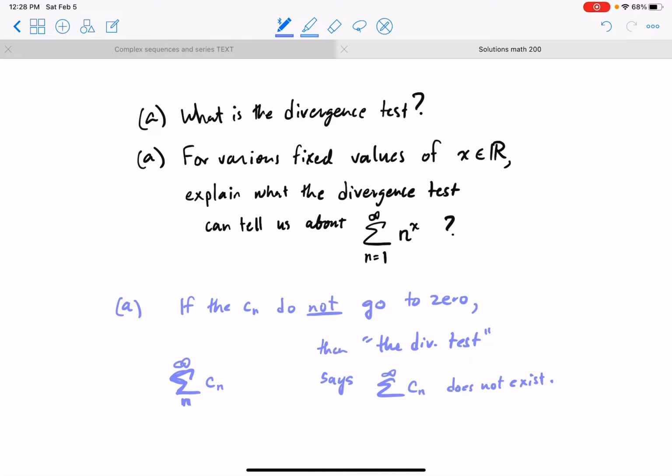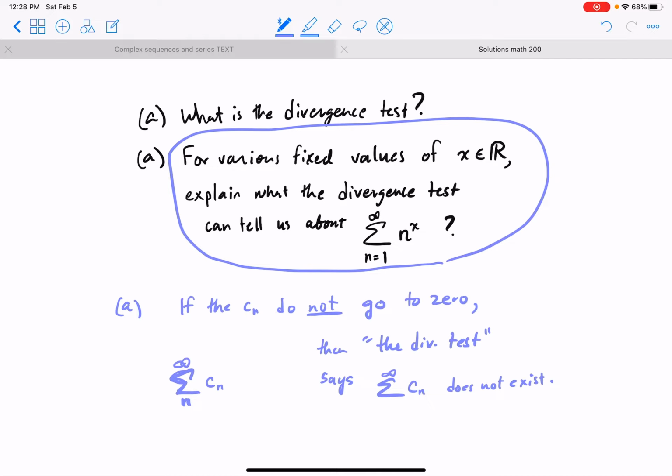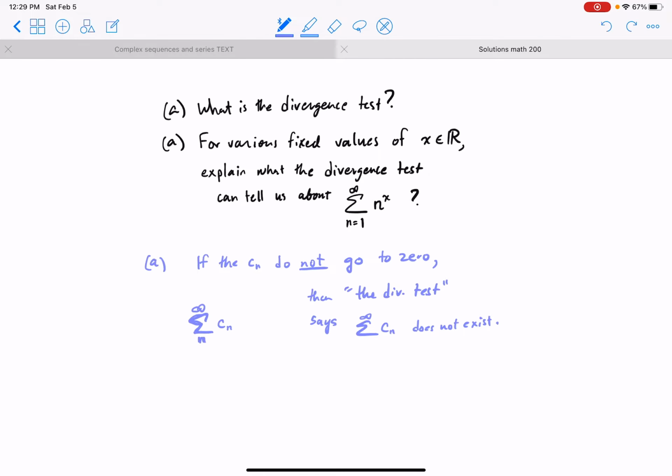Okay, now, part B. For various fixed values of x, a real number, explain what the divergence test can tell us, if it can tell us anything at all, about this particular sum. We're summing over the n, and we're fixing some value of x, which will be an exponent. Okay, so part B.